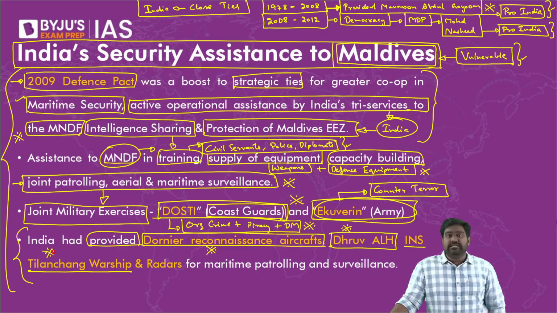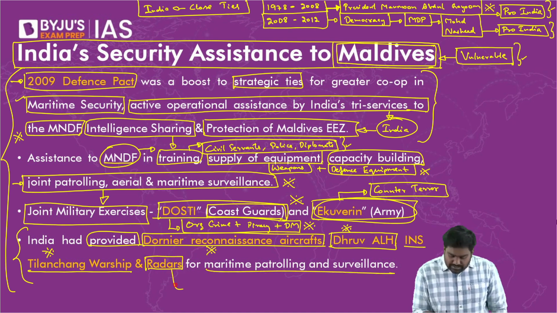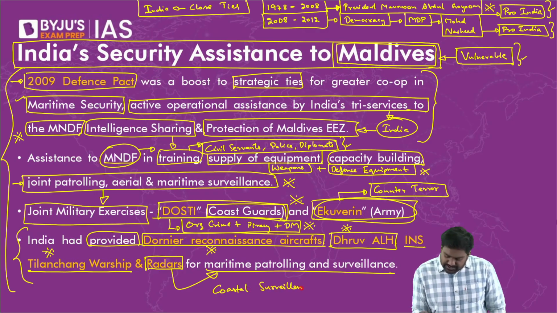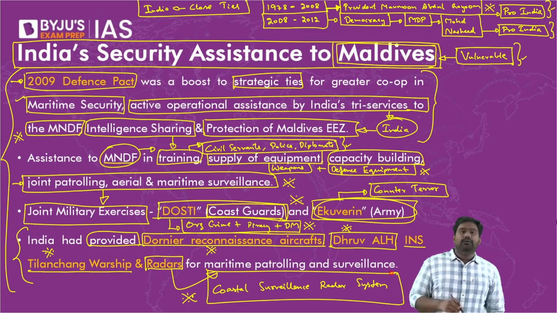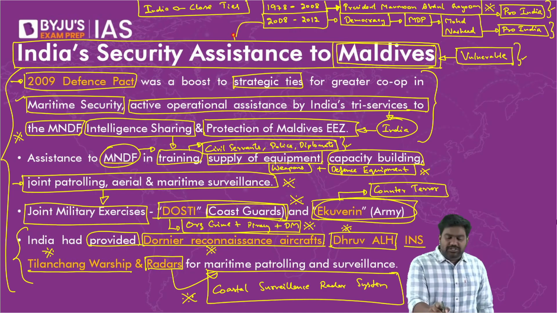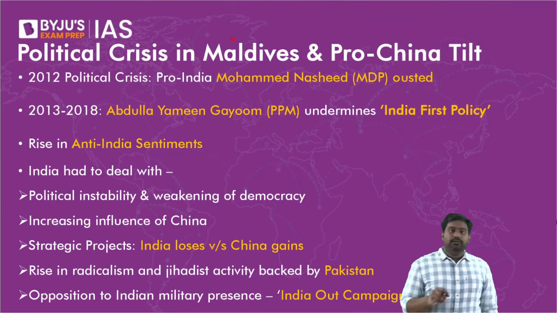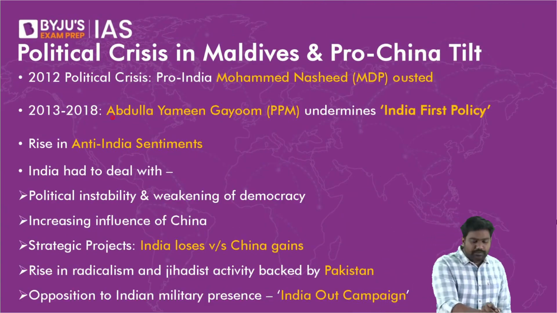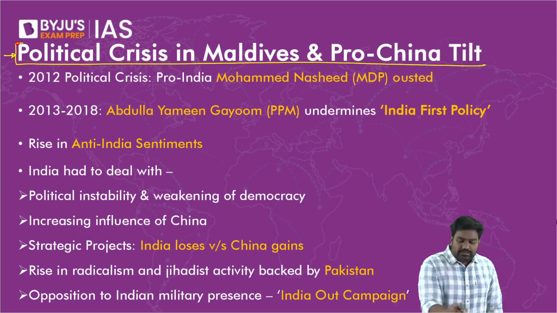We have donated INS Tilanchang and such naval vessels, along with setting up coastal radars. A coastal surveillance radar system has been set up by India in Maldives. It was recently inaugurated, right? So that is the kind of military assistance we have given, and it highlighted the close relations we enjoyed with Maldives. But unfortunately, there were several developments that took place from 2012 onwards, which destroyed our relations with Maldives for 6 years.